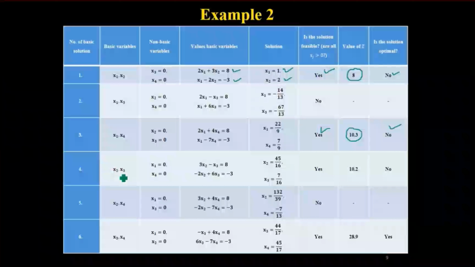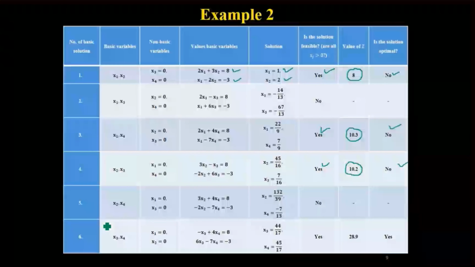Next combination: x2 and x3 as basic variables, x1 and x4 as non-basic variables. If you proceed, you can see that we again get x2 and x3 as positive values, that is 45 by 16 and 7 by 16. It satisfies the feasibility condition, and we can say it is a non-degenerate basic feasible solution, and the z value will be 10.2, which is not optimal again.